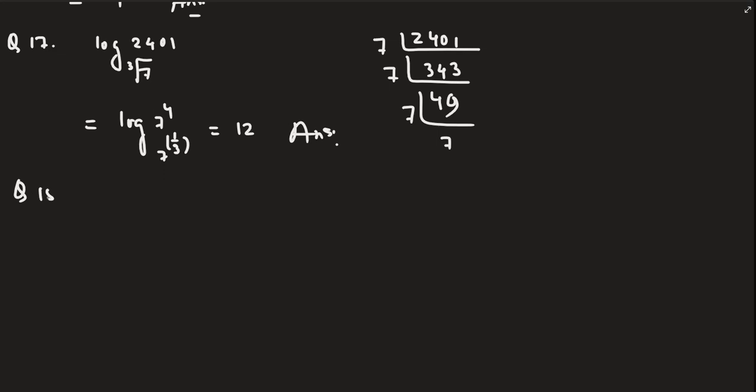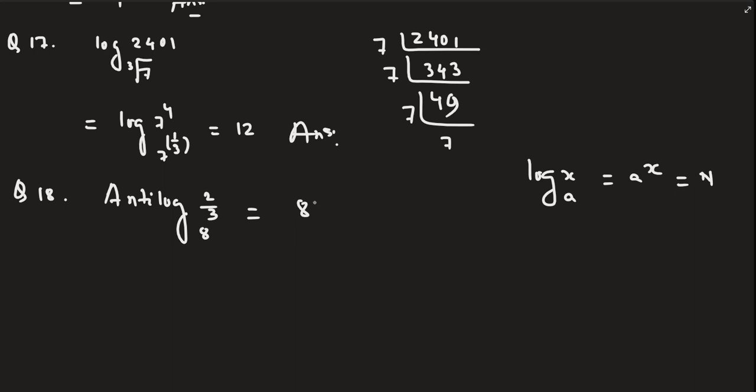Question number 18. Find the antilog of 2 by 3 with base 8. You know the antilog definition. Antilog of x with base a is nothing but a power x, which is nothing but n. So here the antilog of this quantity is a power x, that is 2 power 3 multiplied by 2 by 3. So that is 2 only.